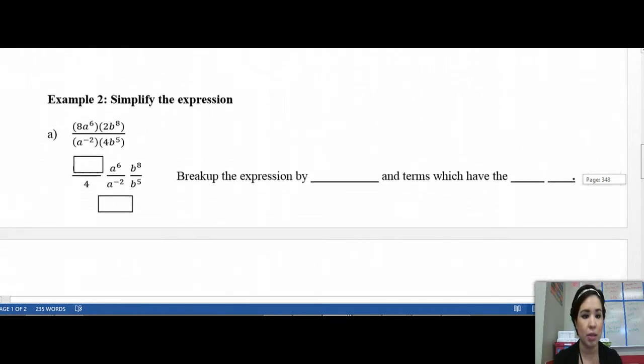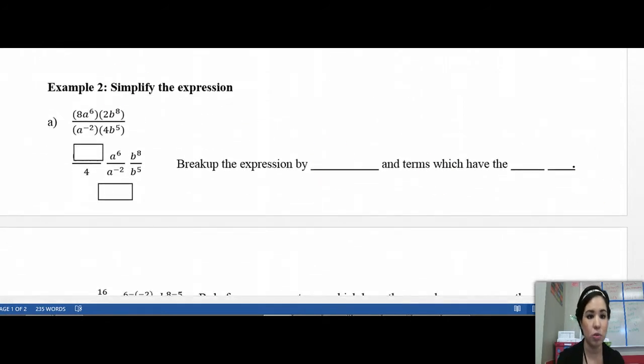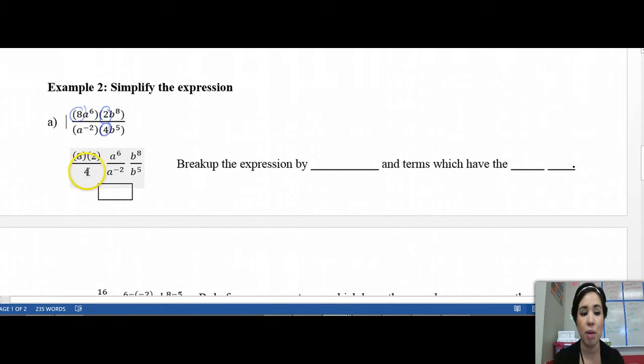Okay, let's go ahead and take a look at example 2. In example 2, we have 8a to the 6th times 2b to the 8th, and then on the bottom a to the negative 2, 4b to the 5. Here we need to do everything that we learned. First, let's get our numbers together. That's 8 and 2 on top, and 4 on the bottom. So this is 8 times 2, and on the bottom I have 4. Okay, I've split that up that way.